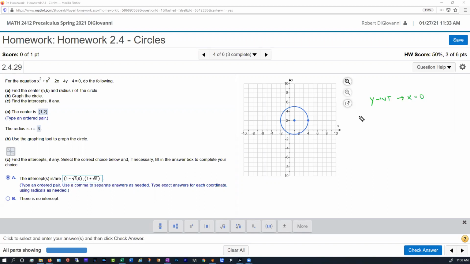So I'm going to take the standard equation again. I'm going to set x to 0 this time. So that's going to give me (-1) squared plus (y minus 2) squared equals 9. When I square -1, I get 1.